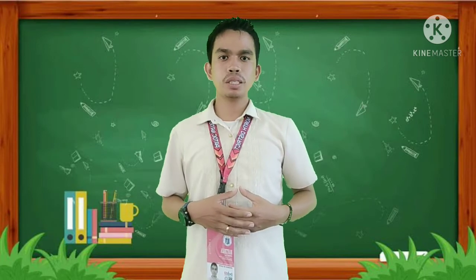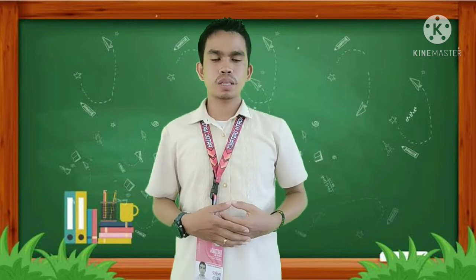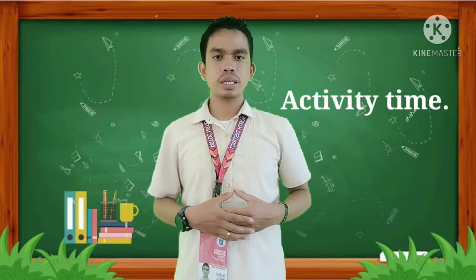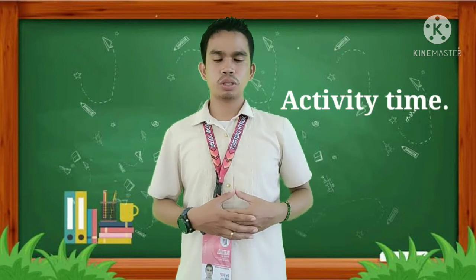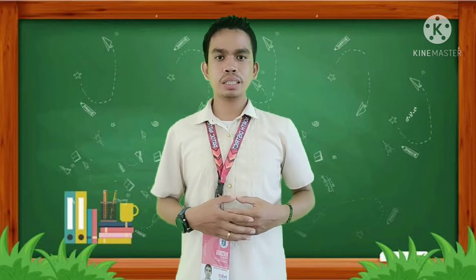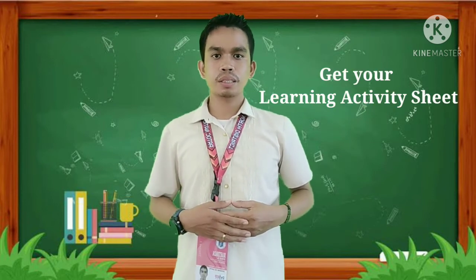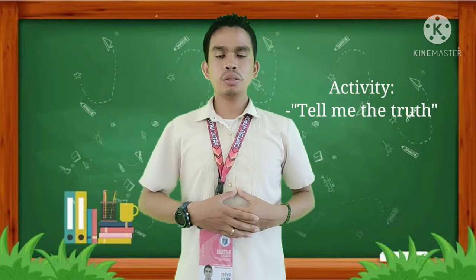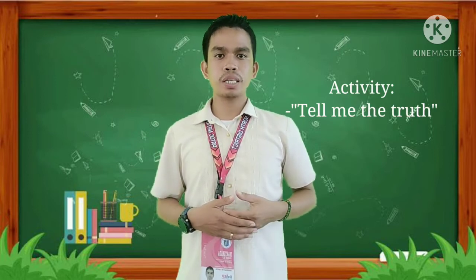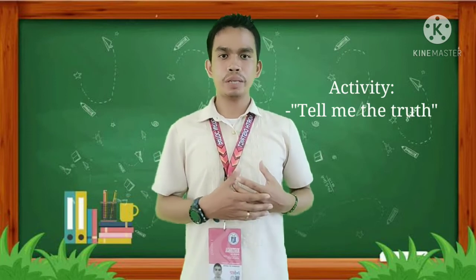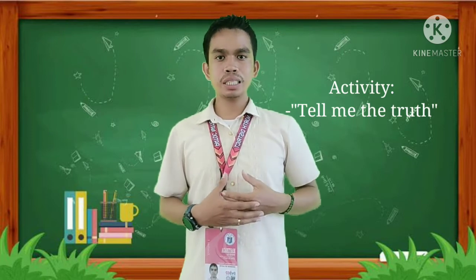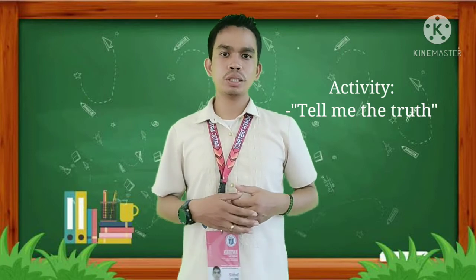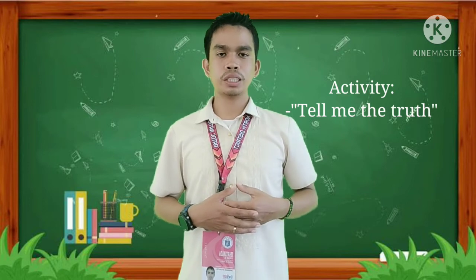Alright, we're done with the discussion of the parts and functions of the male reproductive system and the female reproductive system. I hope you're ready for the activity. Our activity for this lesson is titled, Tell Me the Truth. But before that, please get your learning activity sheet. In this activity, you will study the given descriptions of the parts and functions of the male and female reproductive system. After studying, you write true if the statement is true, and you write false if the statement is false.